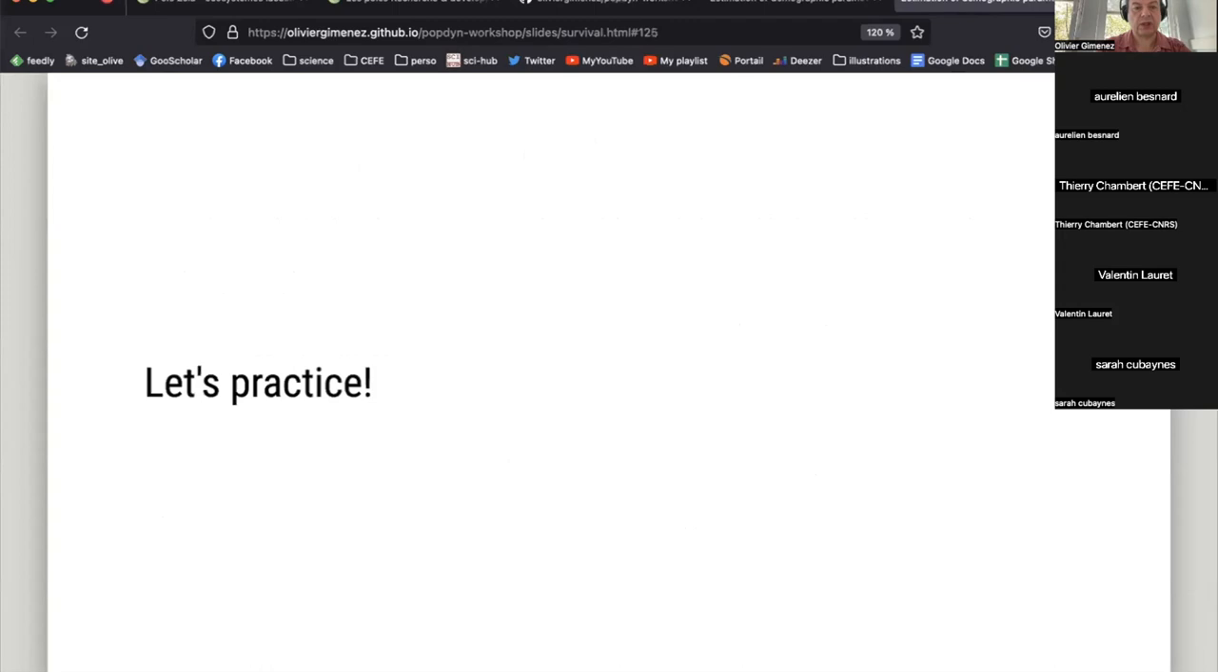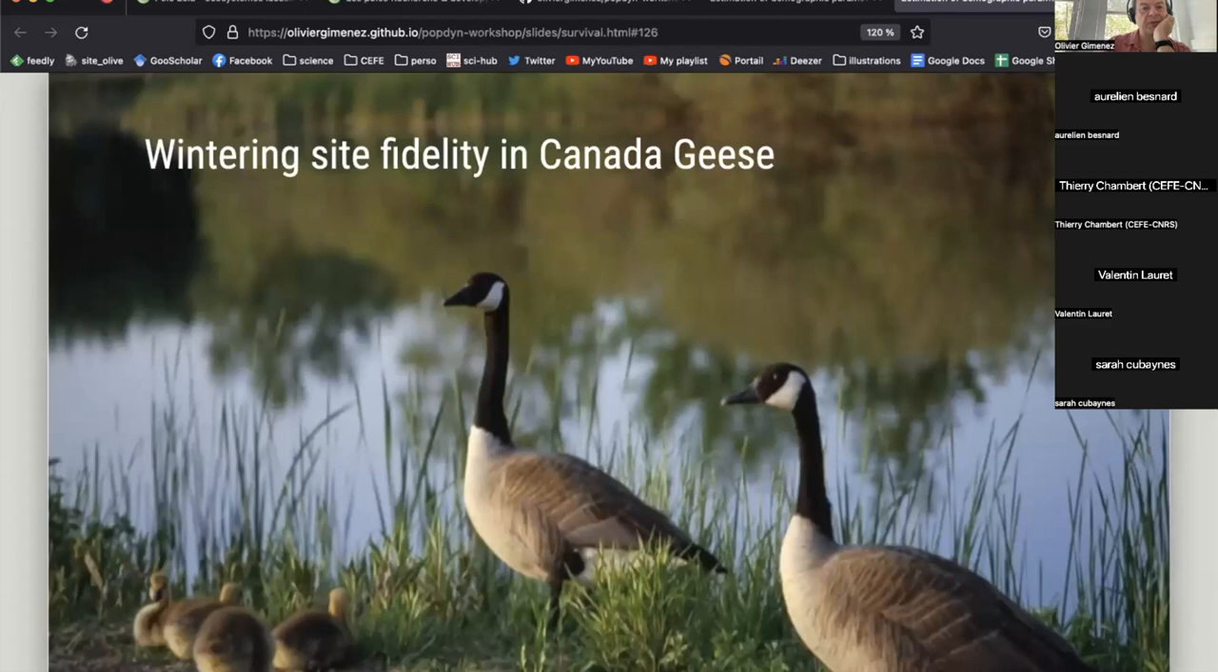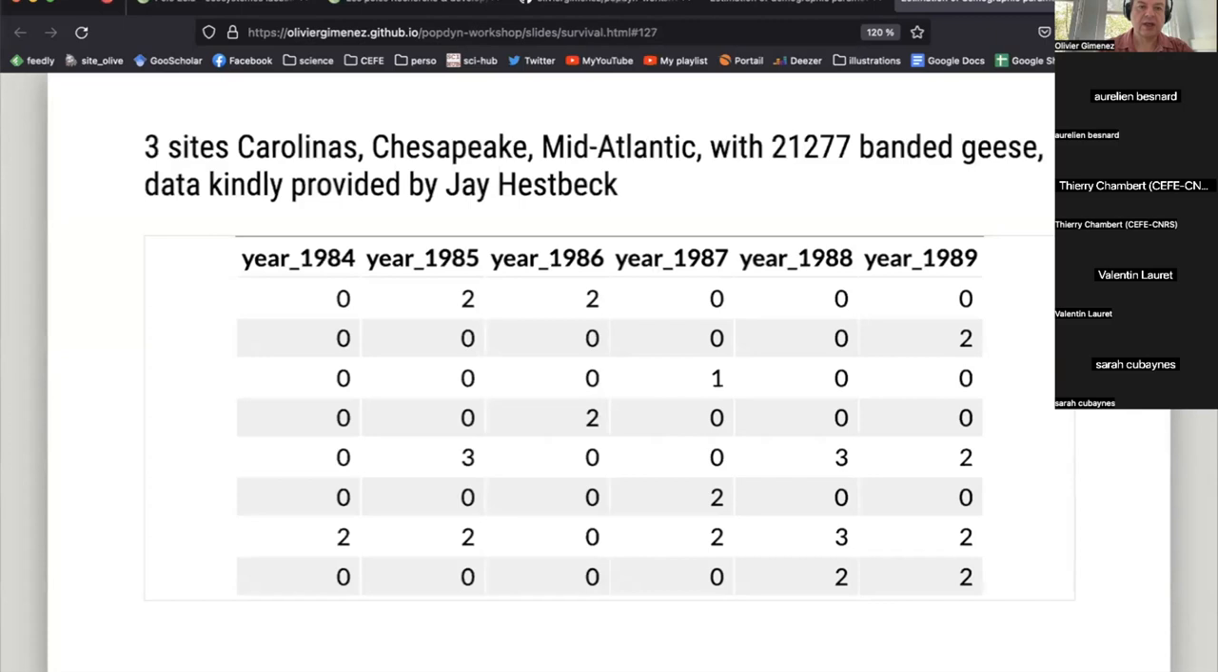Okay, for practicing, we're going to use this. It's the equivalent of the dipper data set in single state models for the Cormack-Jolly-Seber model, the Canada geese data set, from a paper by Jay Hesbeck that was published in the 90s. And the sites were wintering sites, okay? And the authors were studying fidelity to these wintering sites in Canada geese. And so we have three wintering sites: the Carolinas, Chesapeake, and Mid-Atlantic. And hang on, we have 21,277 banded geese. So it's a huge data set that was kindly provided by Jay Hesbeck.